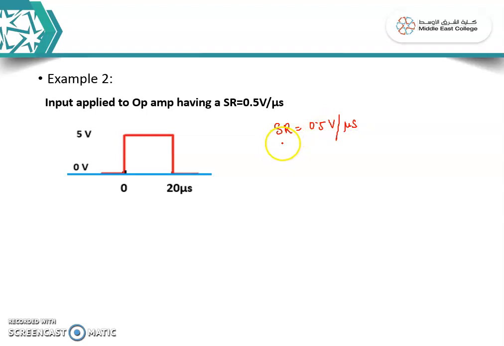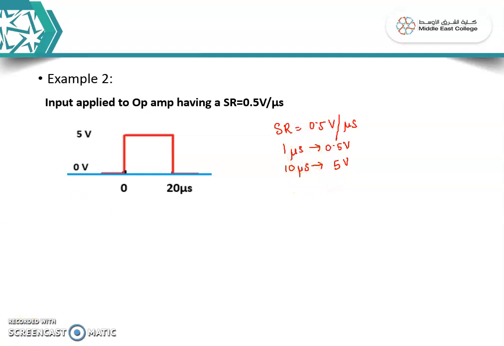So that means in 1 microsecond your output will change only 0.5 volt. Here I have to change my output from 0 to 5 volt. So how much time do I require? I require at least 10 microseconds for my output to change from 0 to 5 volt. Or the opposite, if I want to change my output from 5 to 0, I would still require 10 microseconds.